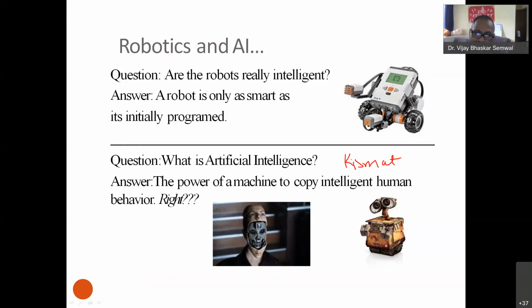So what is artificial intelligence? Any artificial machine which can copy the capabilities that human beings have; we are copying the human brain, copying intelligence and human behavior. So a machine can do similar behavior to what human intelligence can do. That is what artificial intelligence is.